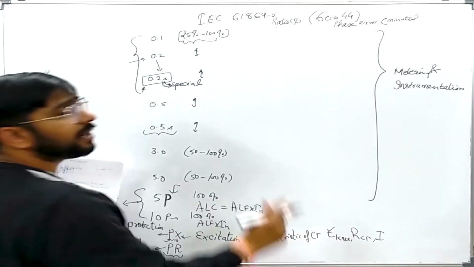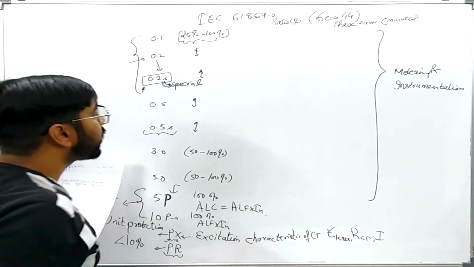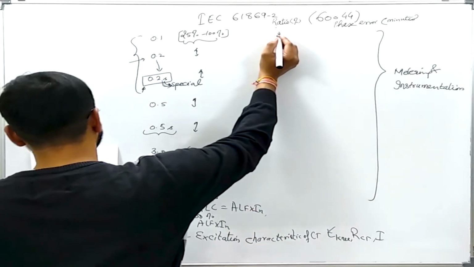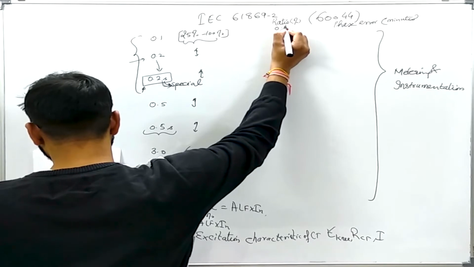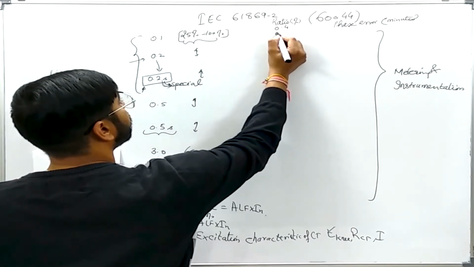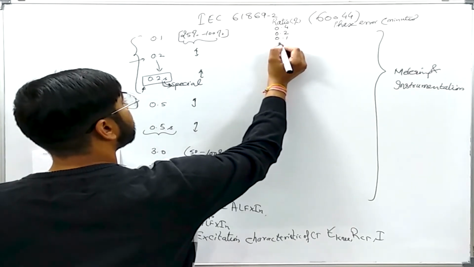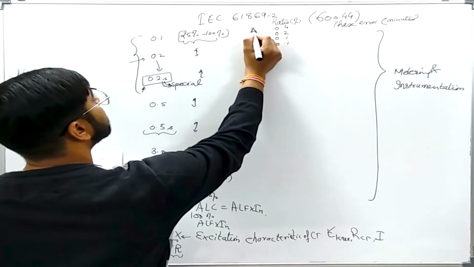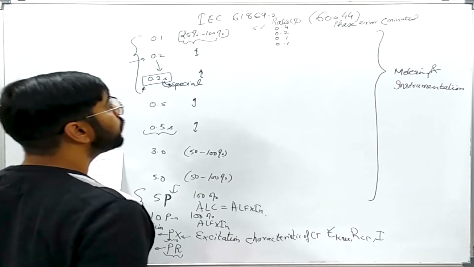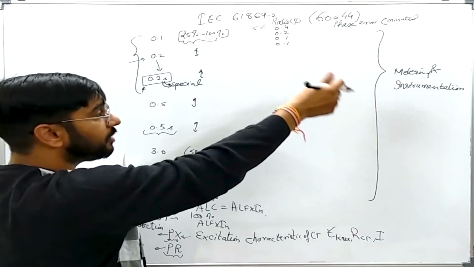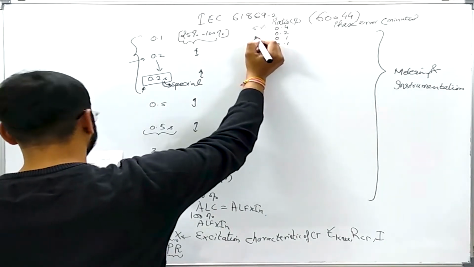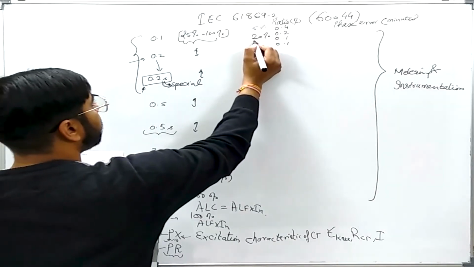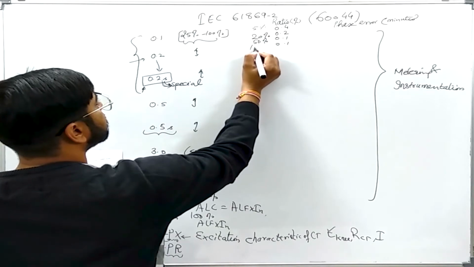It is easily available in the IEC. Okay, no need to remember. Now ratio error will be 0.4%, 0.2%, 0.1%, 0.1%. This 0.4 will be at 5% of the rated value of the current on the secondary side. This will be for the 20% on the secondary side. This will be 50% and 100%.